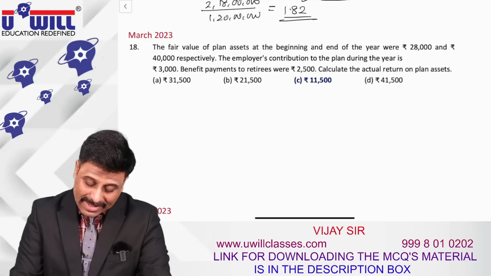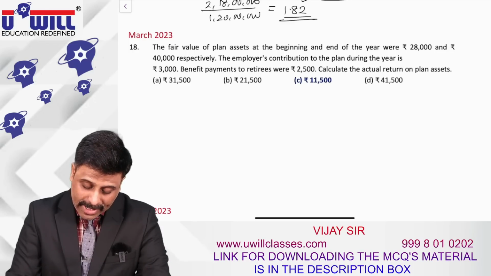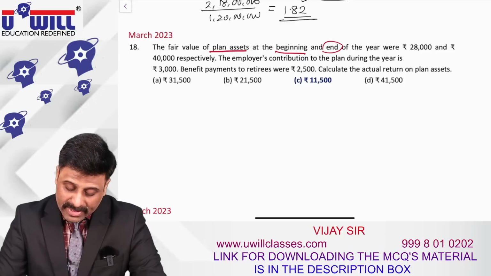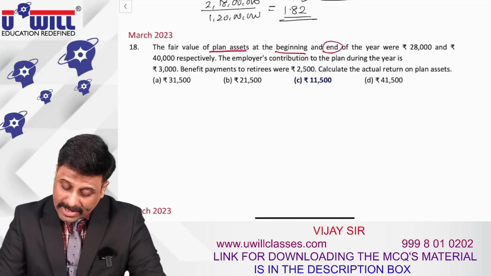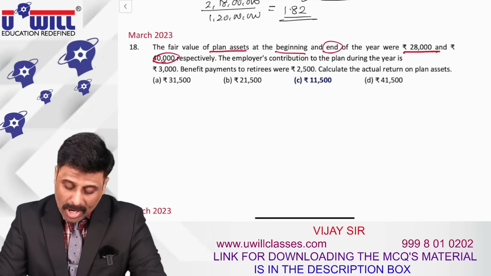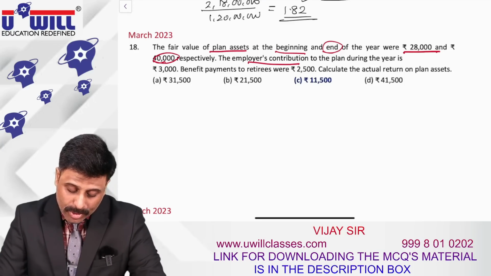Fair value of plan assets. Fair value of plan assets means investments. At the beginning of the year means opening, and at the end of the year means closing, were rupees 28,000, this is opening, and 40,000, this is closing. The employer's contribution to the plan during the year is 3,000.